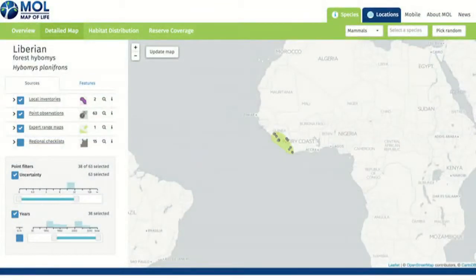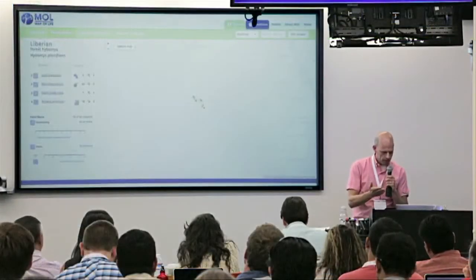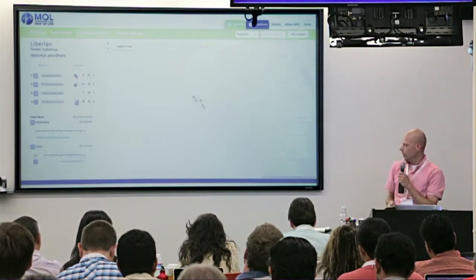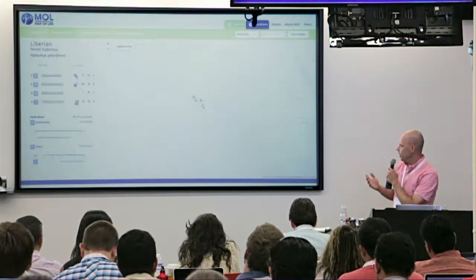So we've got all these other data sources that we've harvested outside of the range maps. But for this one, you can see there's not a whole lot. All we have is a smattering of points that generally fall within the range. So it seems like it's a decent map, but we can obviously improve it more. It's just a few points, and it's not really showing much detail there.